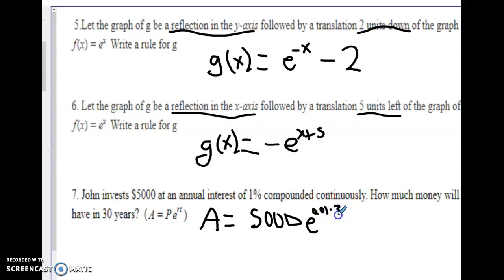So be sure that you multiply those together. Now it's just a matter of grabbing a calculator and putting that in exactly as it looks: 5,000 times e to the 0.01 times 30. Make sure you multiply those two numbers together. And the answer is going to be in dollars, so we would round it to the nearest cent. So it would be $6,749.29.